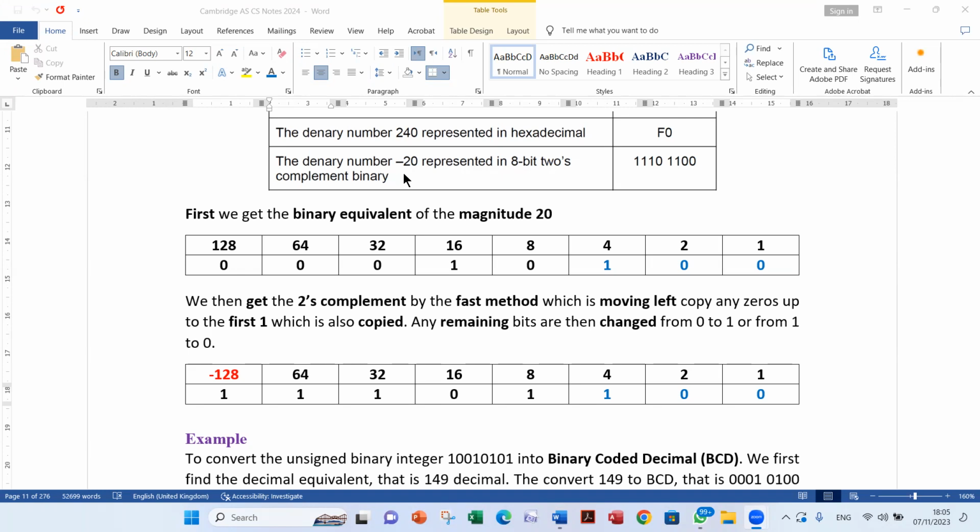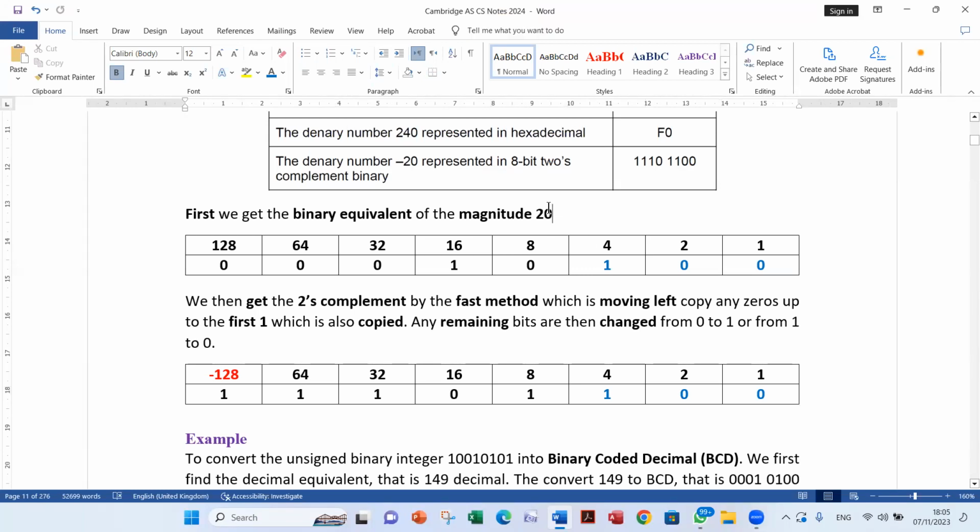The -20. First, we get the binary equivalent of the magnitude 20. And we put it in 8 bits. So it's going to be 16 and 4. This is the representation of 20. But we don't want 20. We want -20. We apply the FAST method of finding the 2's complement.